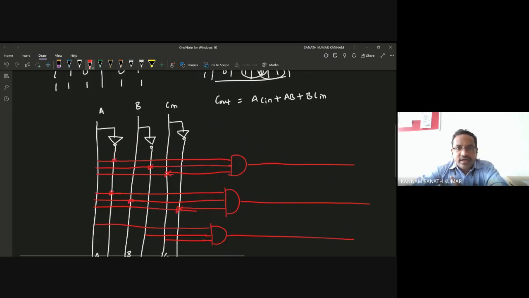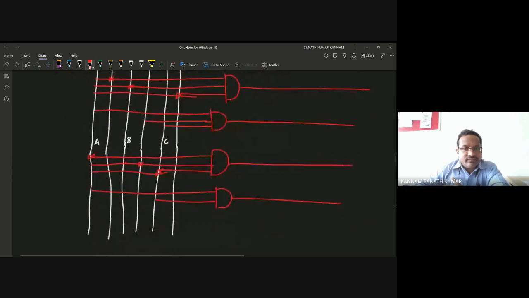And next, ABCN. So ABCN means I will take this anyway. So A, B, and CN. Okay. So from this I got the sum. So for the carry, you have three AND gates.